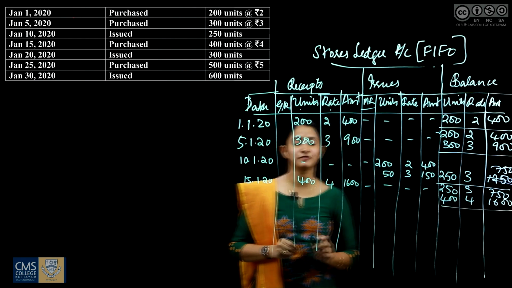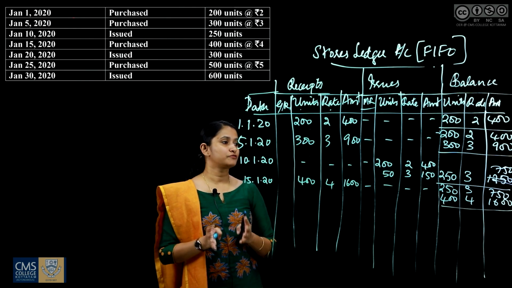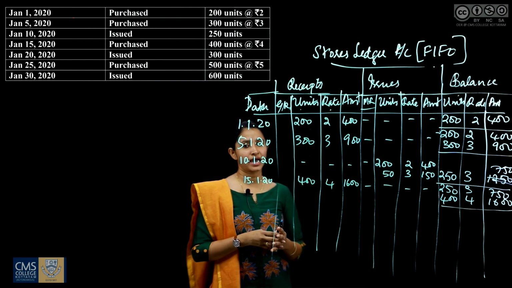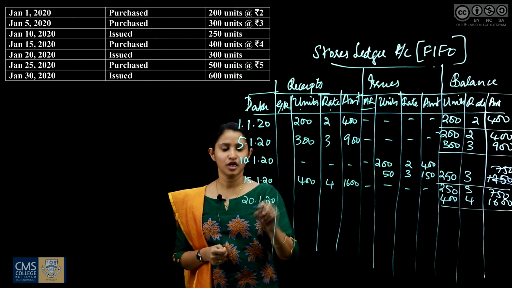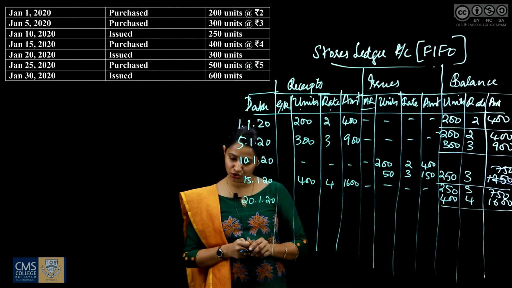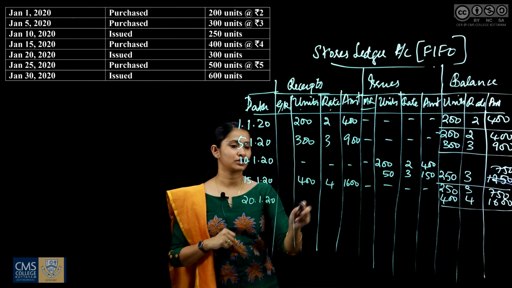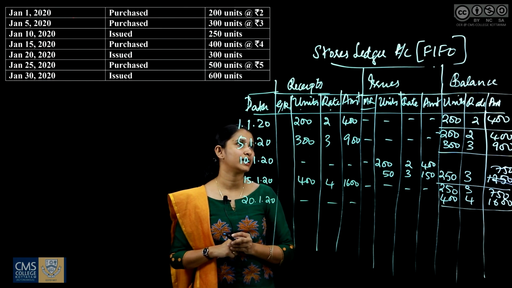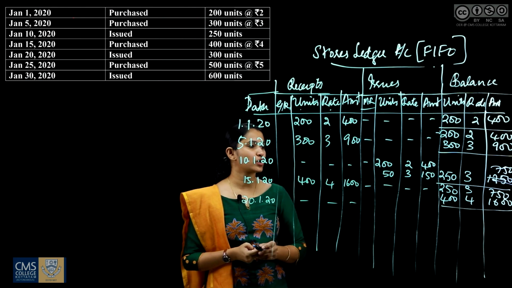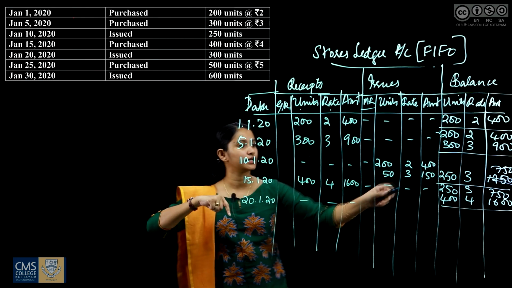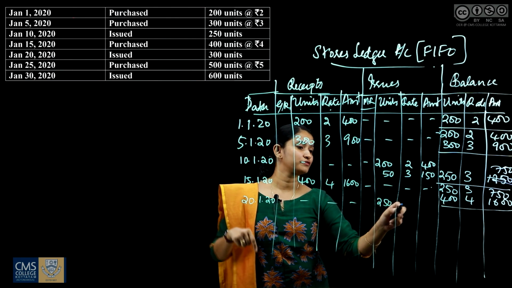So on 15th January you have 2 lots now in your stores remaining, 250 units at 3 and 400 units at 4. Then again on the next day, on 20th, your production department has asked you to issue 300 units. On that date there are no other purchases which have been made. There is an issue and they have asked us to issue 300 units. So again, as per the first in first out method, you have to start with the first lot. So you are going to issue all the 250 units at 3.